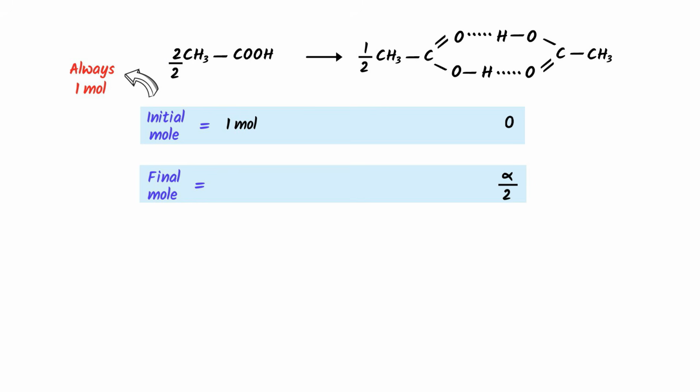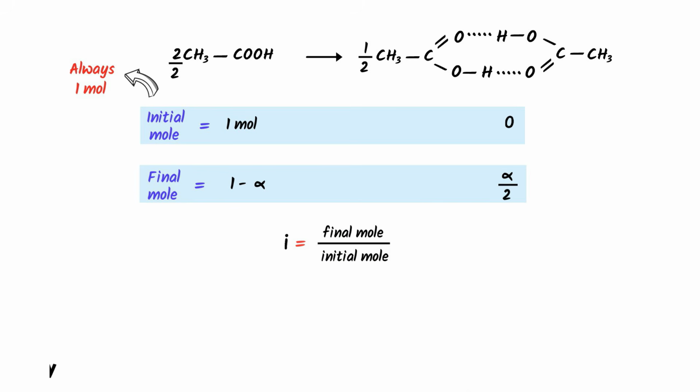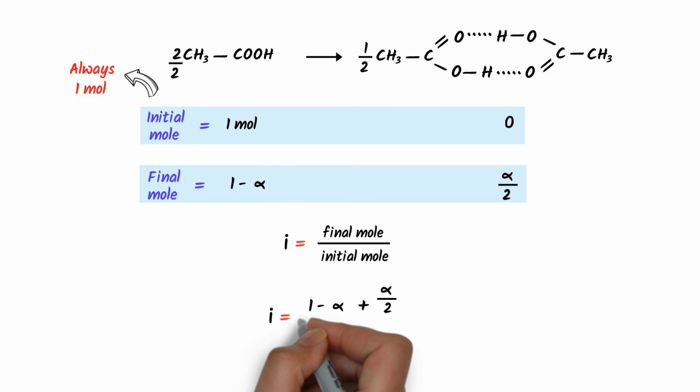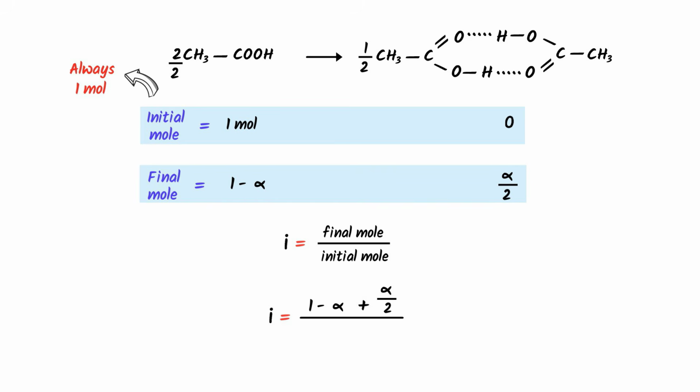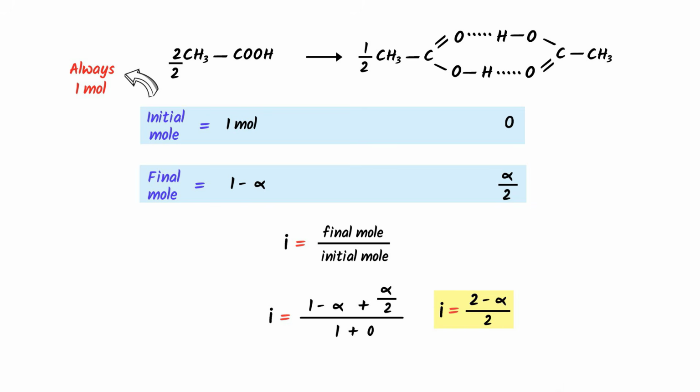Now how many moles of acetic acid are remaining? It is still 1 minus alpha moles. We know that Van't Hoff factor i is equal to final moles of a solute upon initial moles of a solute. The final moles of a solute is 1 minus alpha plus alpha by 2, upon the initial moles of a solute, which is 1. After calculation, I get (2 minus alpha) upon 2.